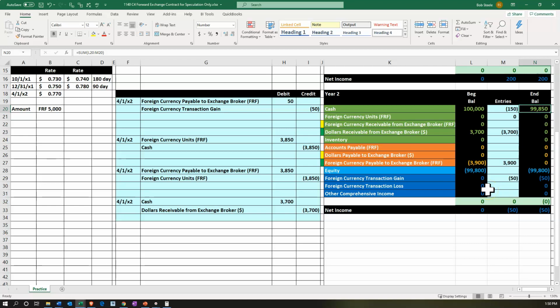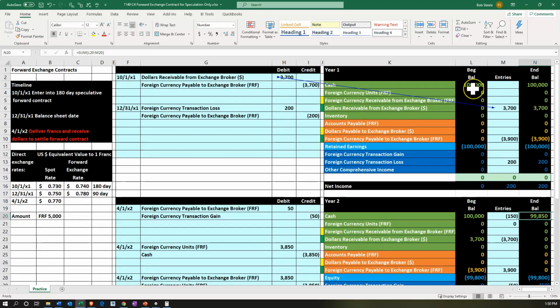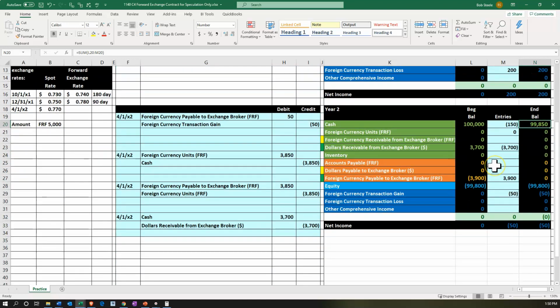We've only been dealing with the forward contract. If we go up top, we had 100,000 in cash at the beginning, and all we've done is account for this forward contract, and now we have less. So we could see, okay, that it's a speculative thing, and it didn't work as well as we would have thought, because we got less cash at the end of the day. But in any case, the foreign currency units are now back down to 0.